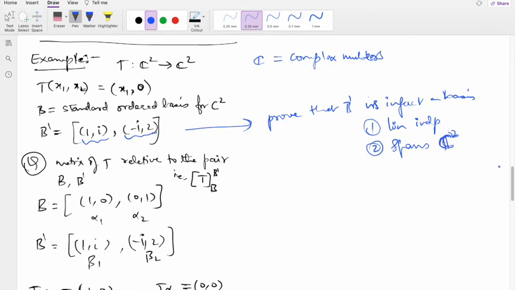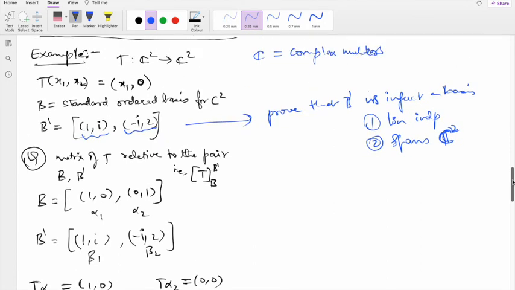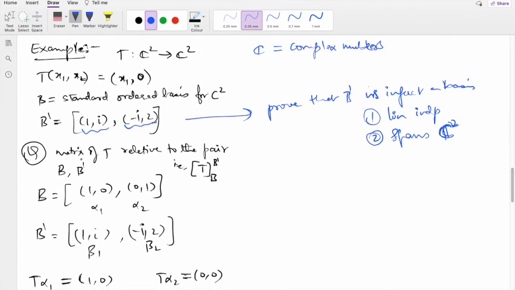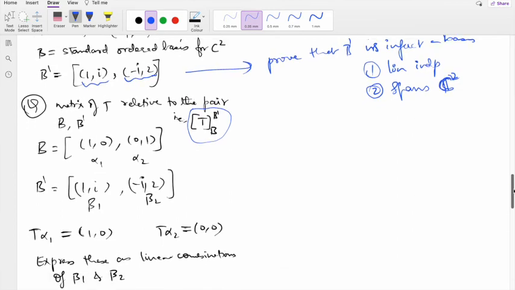Right, vector space C square. Okay, so we'll now look at how to get the matrix of T relative to the pair B, B dash. This is basically the matrix T B B dash, right? So first things first, what are the different alphas and betas here? B is basically alpha 1, alpha 2. So alpha 1 is your standard basis vector 1 comma 0, alpha 2 is 0 comma 1. B dash is as given in the question, that's beta 1, beta 2.